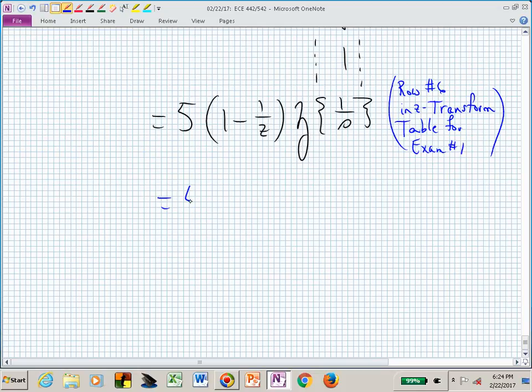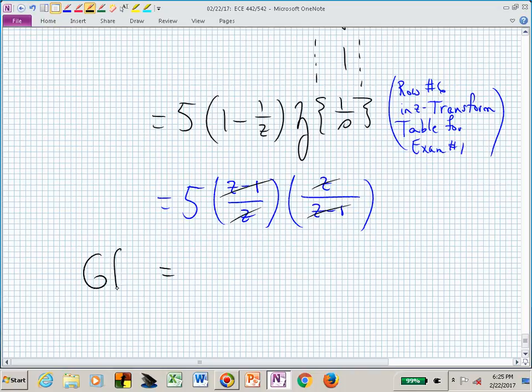From row number 6, we have 1 minus 1 over z, but if I put that over a common denominator, I end up with z minus 1 over z. And what did we see that the z transform of 1 over s was? Wasn't that z over z minus 1? That cancels that, and what are we left with? This is supposed to be the pulse response of a gain for our transfer function, and that becomes 5.